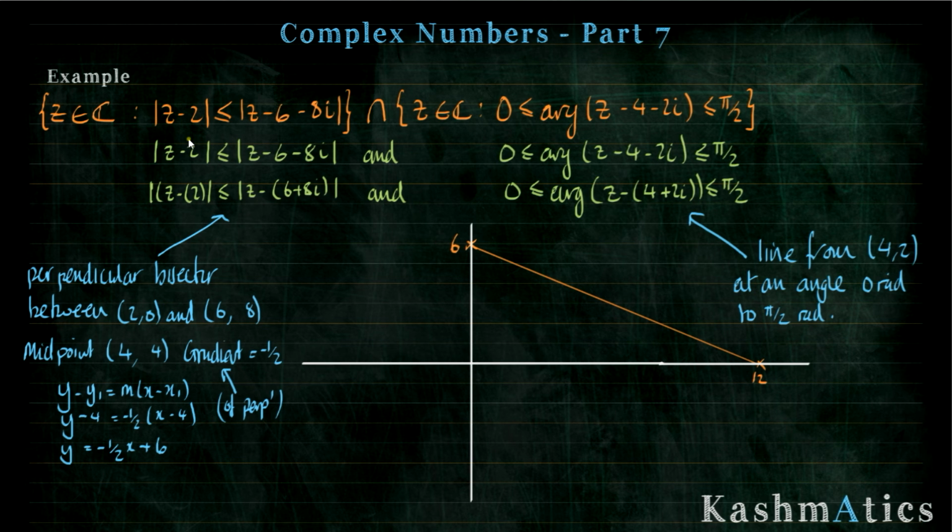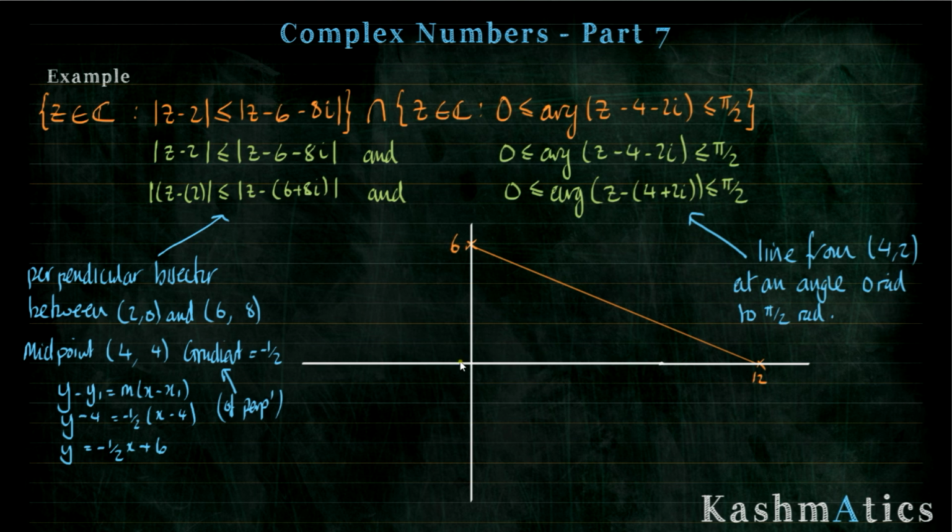Now I've got the perpendicular bisector drawn, I'm going to decide which side of the line satisfies this first inequality. The way I do it is I pick an easy point. So I'm going to pick (0, 0). And I want to see if, by plugging in (0, 0), the modulus of z minus 2 is less than the modulus of z minus 6 minus 8i. Now, if it is, it means I've got the right side of the line. If it isn't, that means I need the other side of the line.